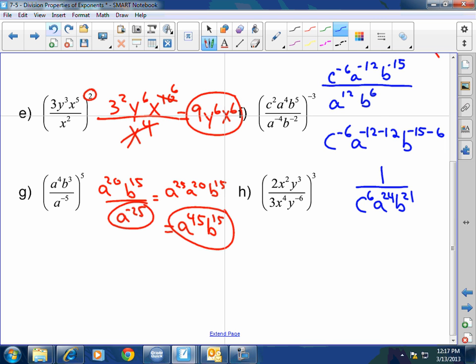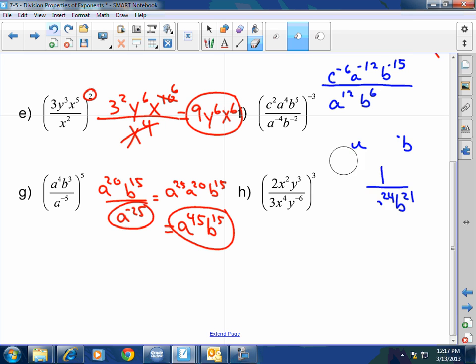That's one way to do it. That's the real traditional exponent law way to do it. Because when you divide exponents with the same bases, you subtract them. So a to the negative 12 divided by a to the 12 is not 1. They're not the same exponents.